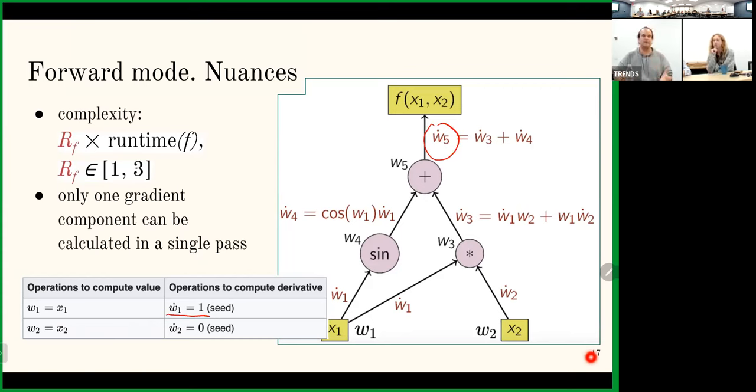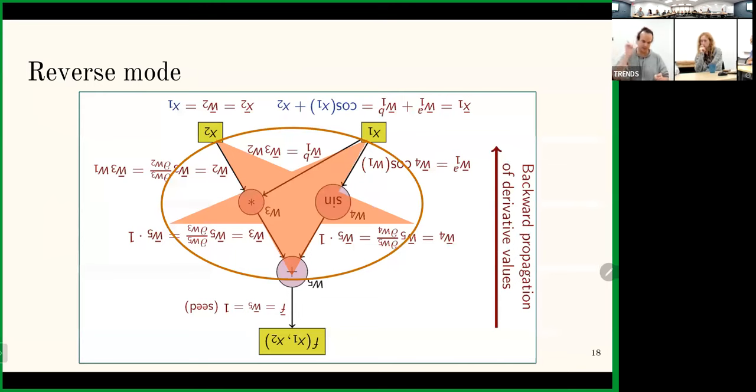So to actually calculate the full gradient, you have to repeat this process a few times. In this case, you have to repeat it 2 times because you have only 2 variables. But in real conditions, your variables are weights, and you can have millions of them. So forward mode is not really useful for calculation of the exact gradient. Okay. Next one is reverse mode. Reverse mode is more complicated, but you can actually evaluate the whole gradient in a single pass. Let's take a look at how it works.